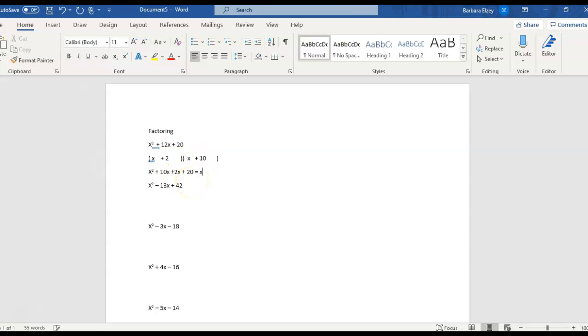And notice if we add our middle terms, they are like terms. 10x plus 2x is 12x. And of course, we get the expression that we started with back again. It's not necessary to do this every time, so we won't do it, but that does tell you how you can check those. All right, so let's look at the next one, and let's make our parentheses.